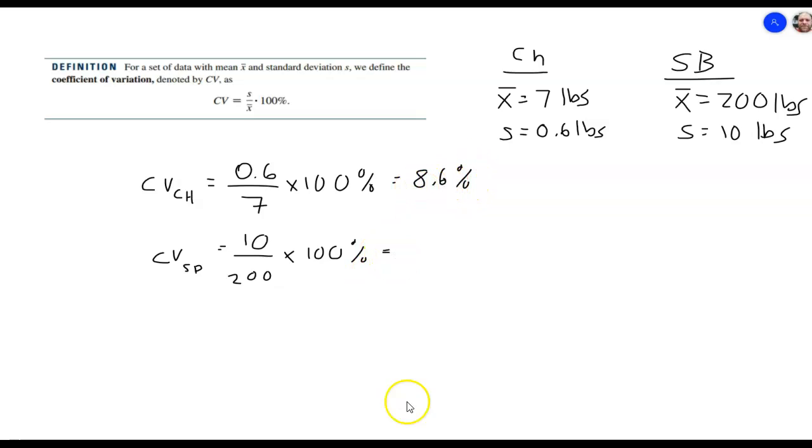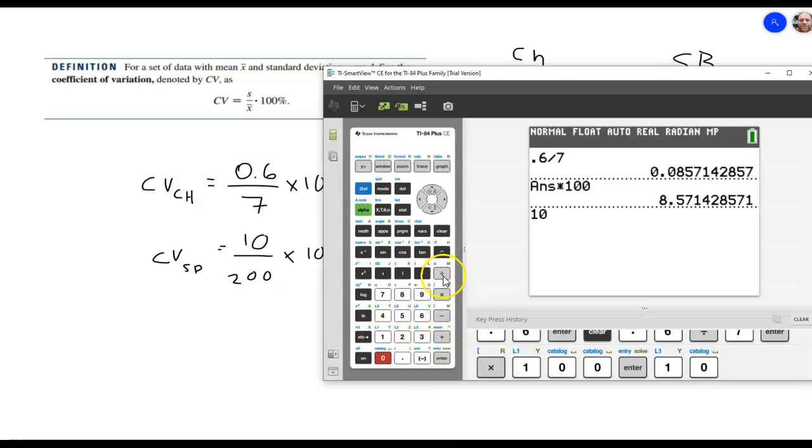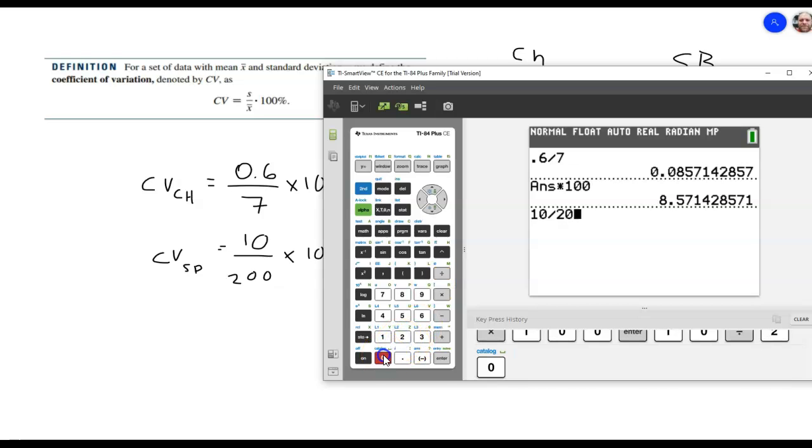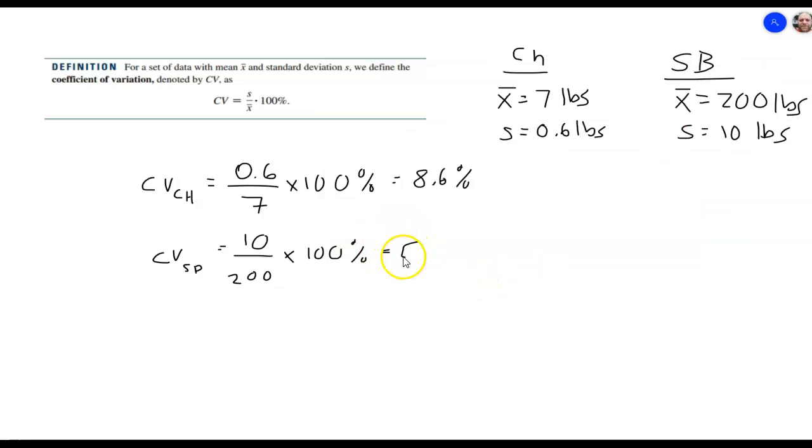And then this one here is going to be 10 divided by 200 times 100%. Now it's going to be about 5%. So you notice that when we take into account the means and the standard deviations, the Chihuahua's values are actually spread out more than the St. Bernard's, even though the St. Bernard has a much larger standard deviation.